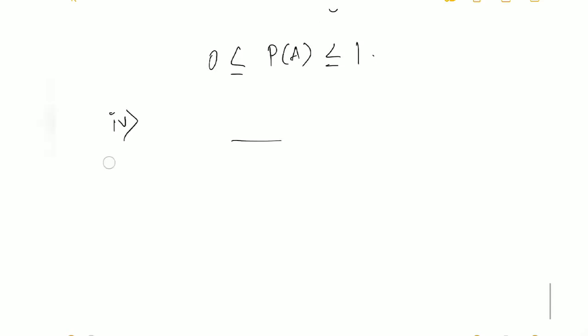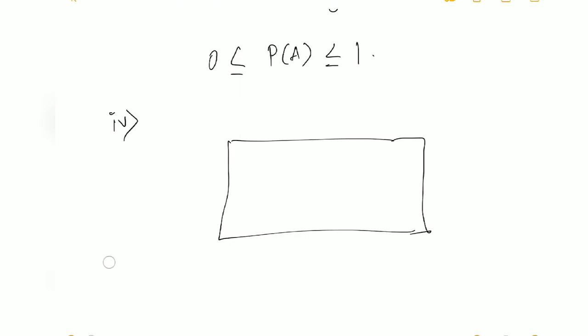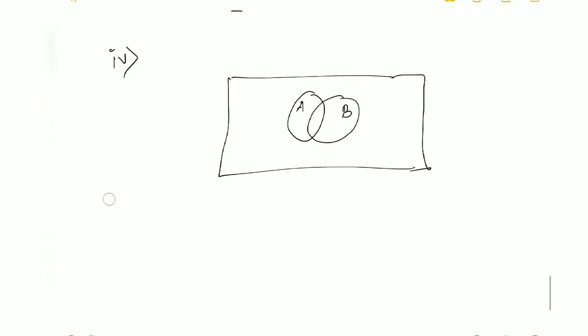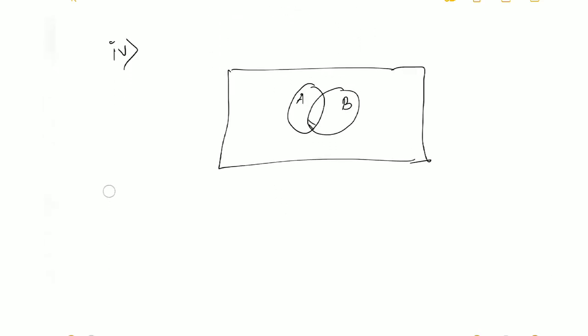Let us say this is a sample space. If you denote this rectangle as a sample space and you have two events, this one is A, this one is B. Now this shaded region is nothing but A intersection B. Now suppose this is a sample space S.